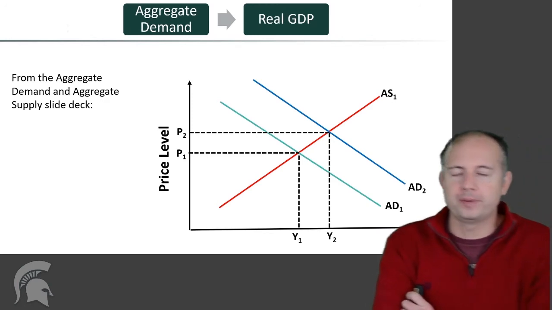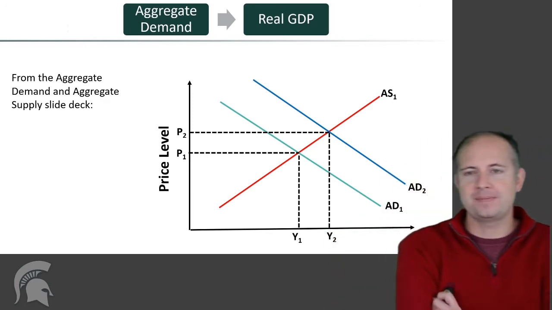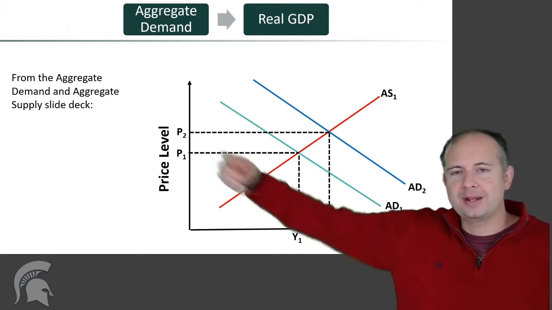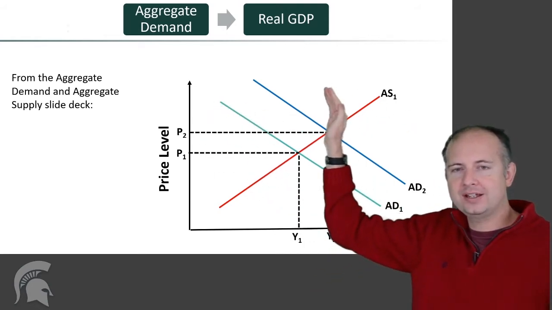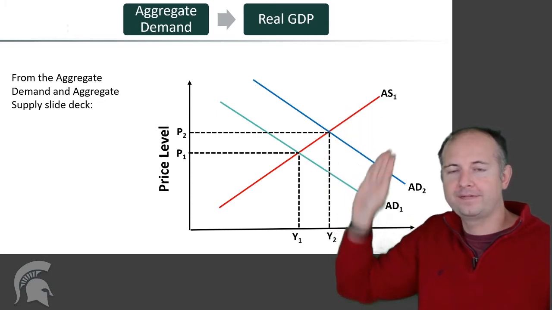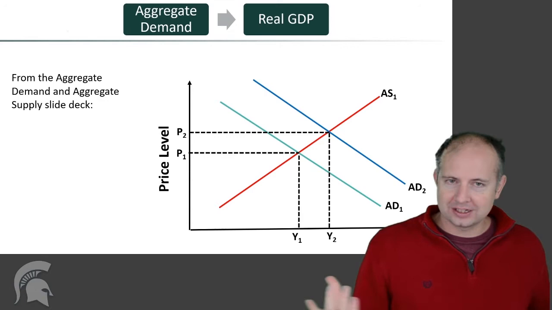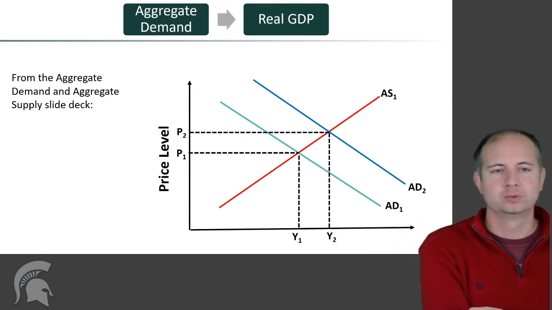In the real world, we do sometimes see increases in GDP without inflation, and we can think about that maybe what's going on is sometimes aggregate supply can be moving, and that could cause an increase in GDP without causing inflation, for example.